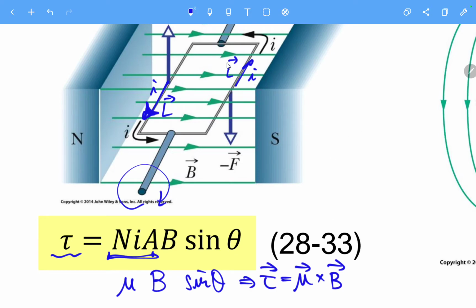Okay. So in that case, for this one, the current is counterclockwise. Using the right-hand rule, you use your forefinger to follow this direction, and your thumb is pointing up. So in that case, the mu is pointing upwards. So mu cross B, mu pointing upward, and then B pointing to the right side, the torque is pointing into the page. So it also follows the right hand rule. You use your thumb to follow the direction of the torque, then your forefinger will follow the direction of the rotation.